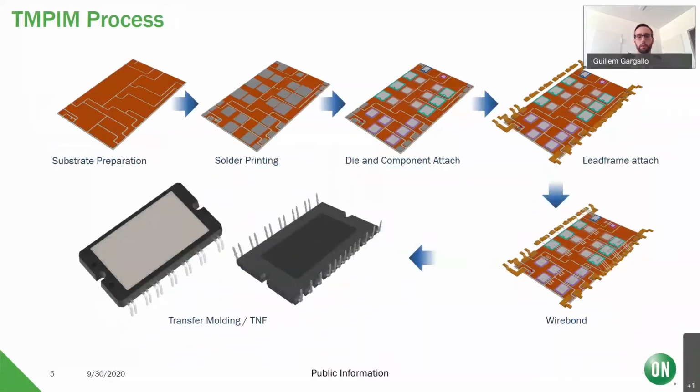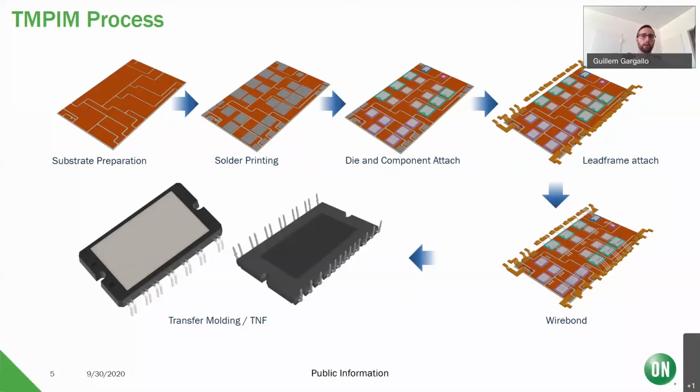So this is a quick overview of how our manufacturing process looks like for a transfer molded PIM. So we start with the substrate separation, where later on we print there the first layer of solder. And in the next step, we attach the components. So the main dies, IGBTs, diodes, and eventually also silicon carbide MOSFETs, for instance.